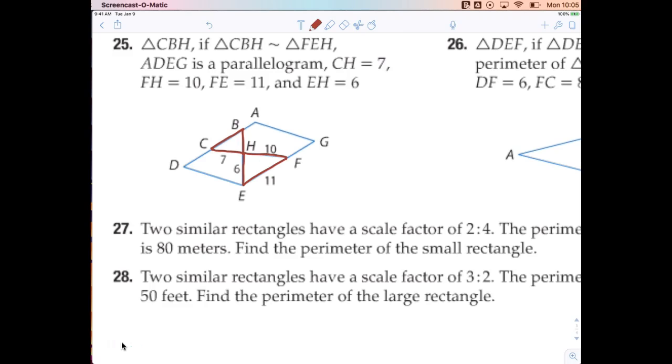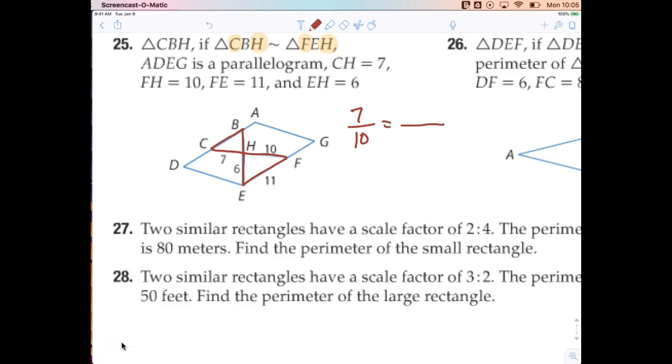Okay, CH, look right here. Here's how you tell. Here's CH. CH would correspond to what? To FH. That's how easy it is. That's why you can't rely on the figure itself. The figure itself can be deceptive. Is everybody with me? So what is CH? 7 over FH. That's the scale, 7 to 10, is equal to.